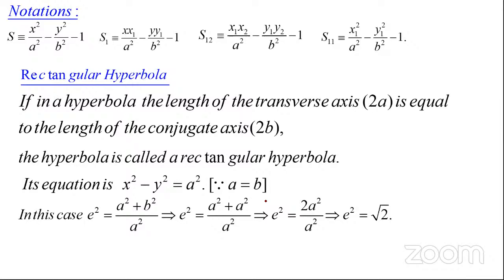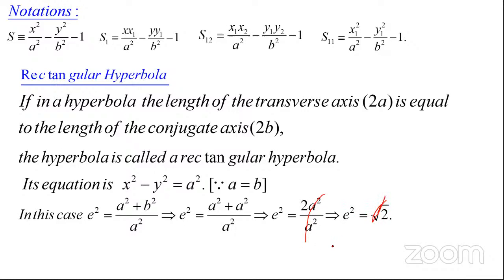In this case, we know a equal to b. e square equal to a square plus b square by a square. Because both are equal here, we can substitute b as a or a as b. Then I'm taking a square plus a square by a square. The numerator value is 2a square and the denominator value is a square. Then just cancel a square with a square, and you will get e square equal to 2.